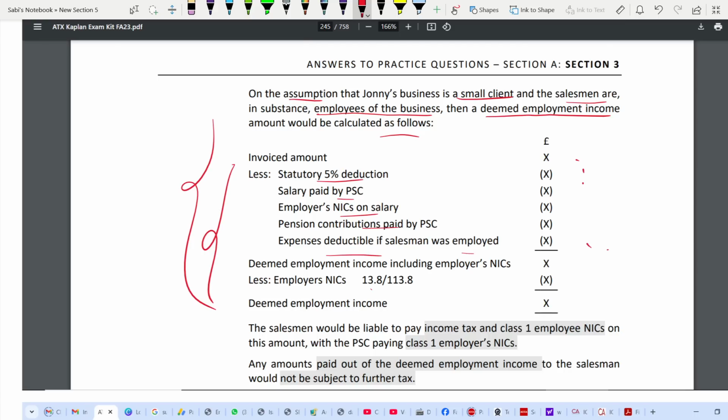Then this is absolutely there. Employees NIC 13.8 because employer are paying 13.8%. Divide by 113.8. Why? Because it was included in the employees NIC. You're taking it out. That's why it's divided by 113.8. It's inside that. We're taking it out. Employers NIC. And this is known as your employment income. Deemed. It is deemed employment income. Not employment income, deemed employment income. Use the appropriate words. Okay.